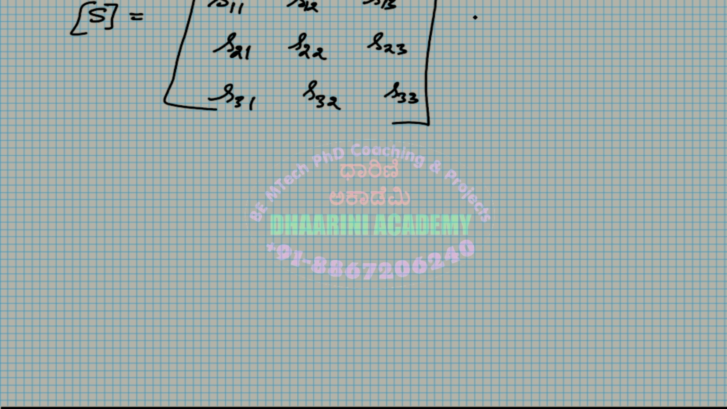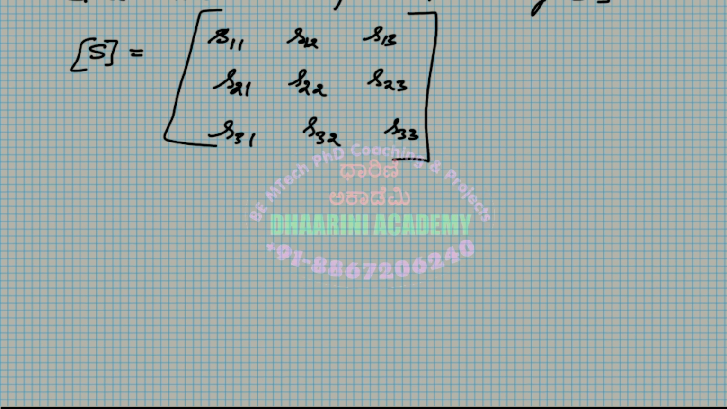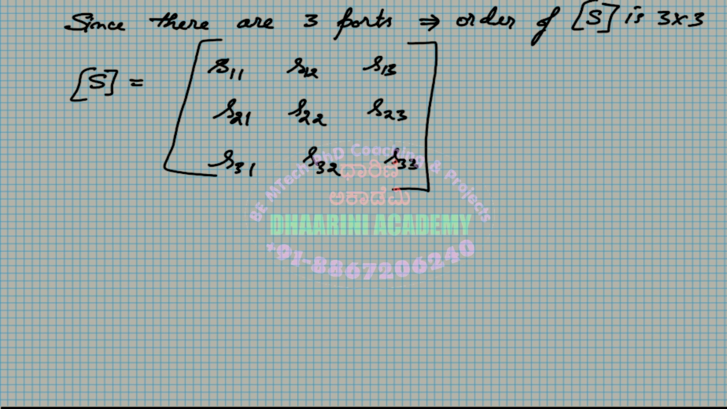I will be 1, 2, 3. J is also 1, 2, 3. What we use in order to find the S matrix are the properties. In the previous class, we discussed the properties of the S matrix. So look at the properties of the S matrix and apply those to the particular junction and we'll be able to solve.